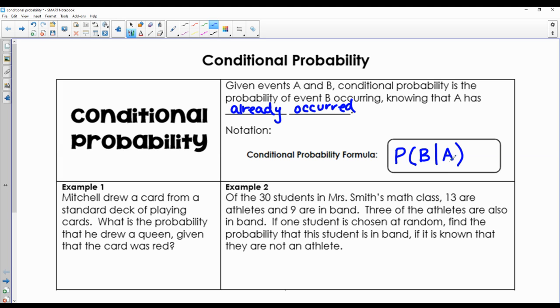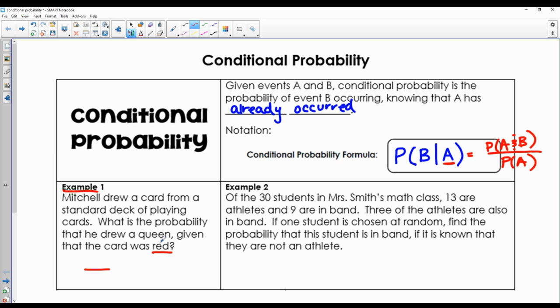All right, so let's look at what this means when we're doing a word problem. Let's look at example 1. Mitchell drew a card from a standard deck of playing cards. What is the probability that he drew a queen given that the card was red? So basically, you know the card was red. That's what we know. So you don't even have to worry about any of the black cards. This is going to be the probability that A and B happen given that A has already occurred. So we're just going to go through and say, okay, how many red cards are in a deck of standard playing cards?